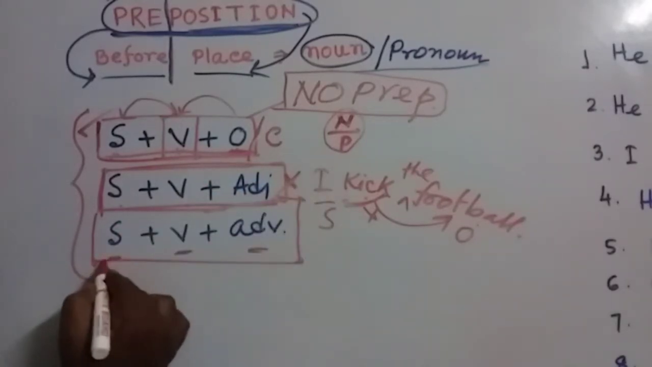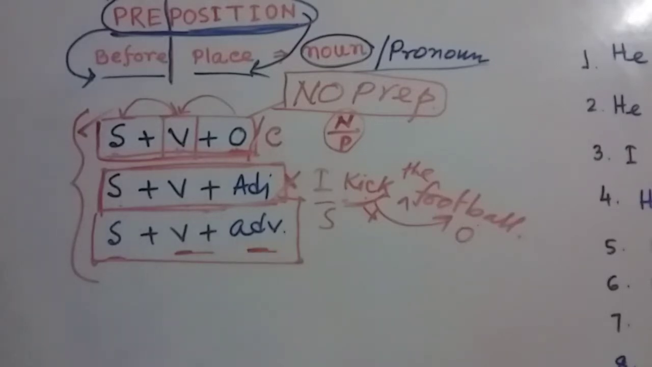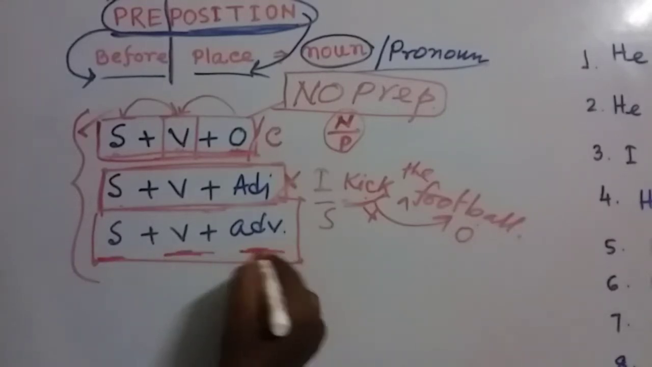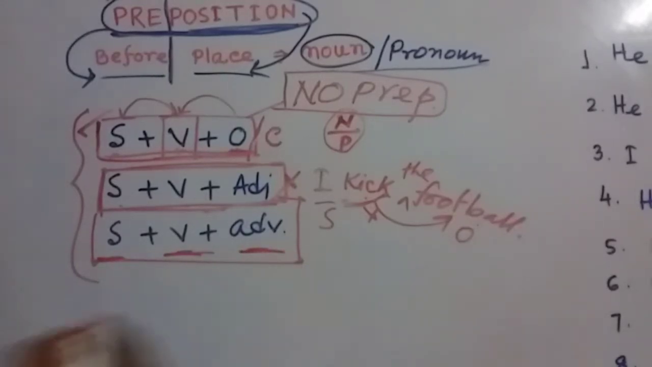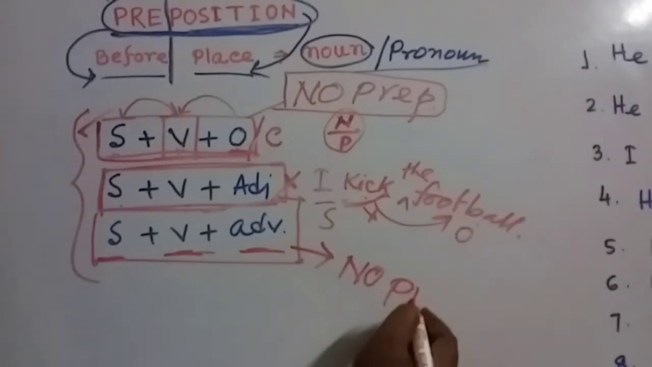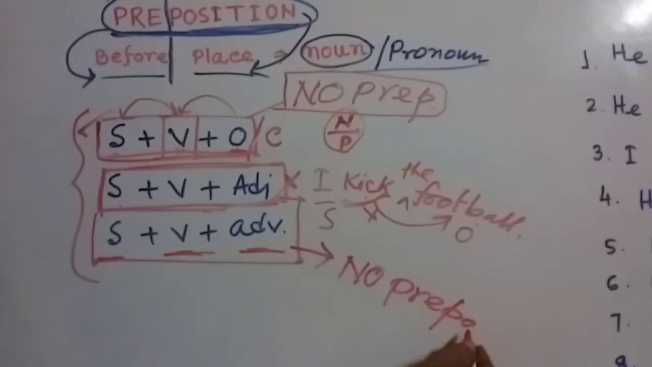In this sentence, subject then verb then adverb. If you see any kind of sentence where there is the subject then the verb then the adverb, you should not use any preposition. In this structure we should not use any preposition. So my dear friends, we have to know now when to use a preposition. Let's look at this part.